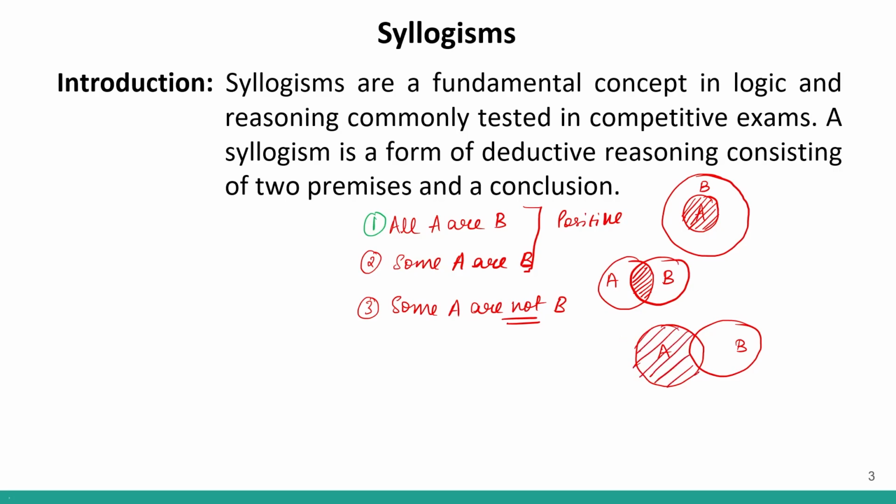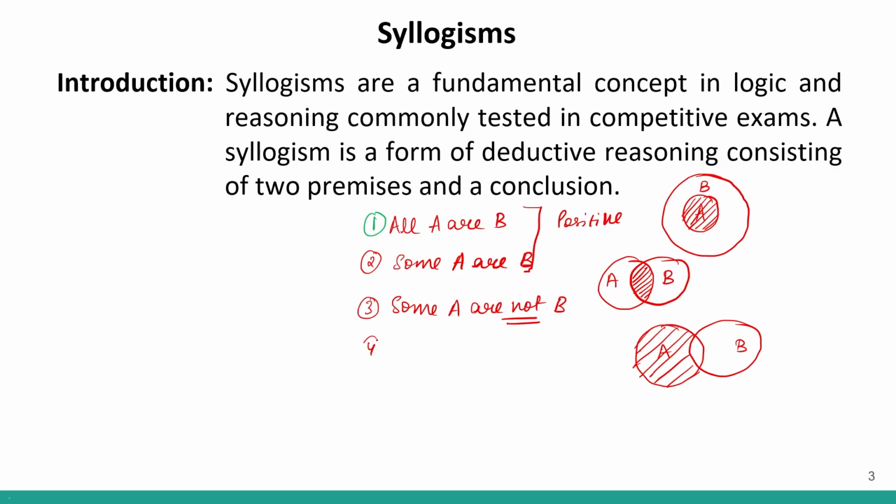There are some portion of A that are not B. This particular portion of A is not B. Therefore, this is the data that is being highlighted. So the highlight has changed. Now we are focusing on other data. Correct? Over here, some A are B, we will focus on the overlapping. But when we talk about some A are not B, we focus on the part that is not overlapping.